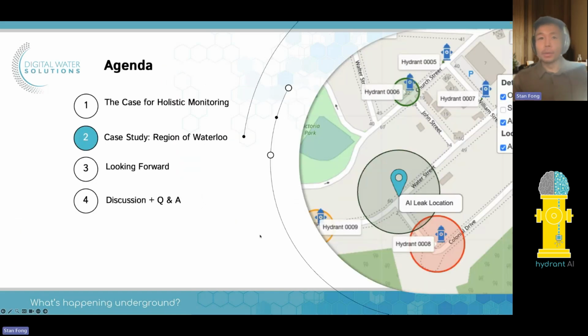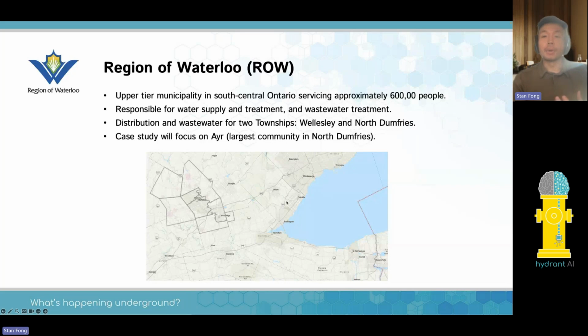Okay, so let's get into kind of the interesting part, which is the case study. So Region of Waterloo, they have been partnering with us over the last about a year or so, first starting off with a leak detection pilot and then continuing to build out a program to tackle unaccounted for water in Ayr. So Ayr is the largest region they have, or largest community they have, in North Dumfries.